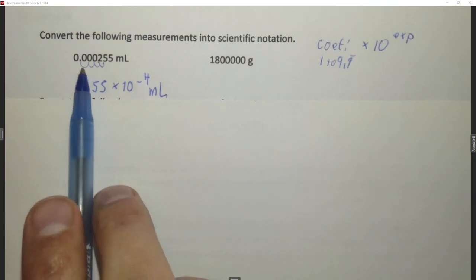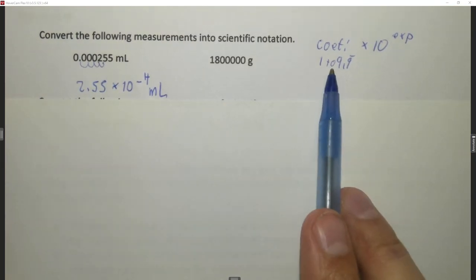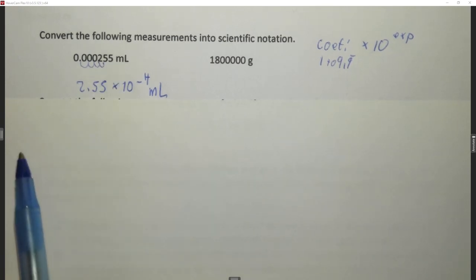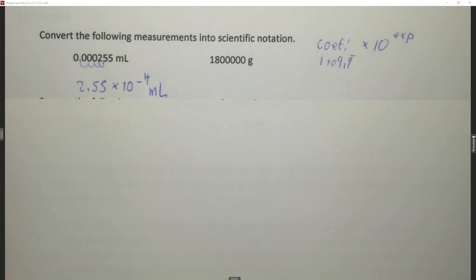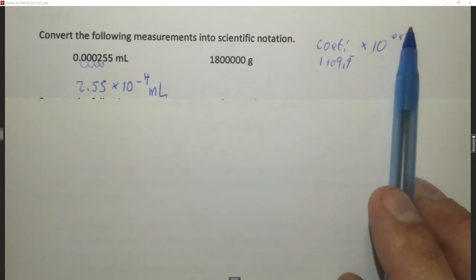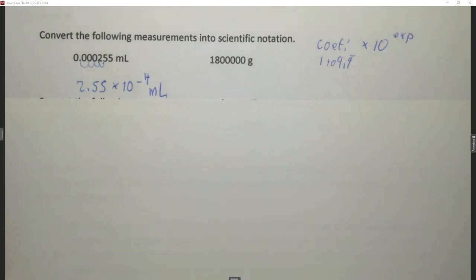So we're simply changing this number to a number between 1 to 9.99 based on what the number is, in this case 2.55. Then we're using the exponent based on how many times we move the decimal place. If it's a small number, less than 1, then the exponent is negative. If it's a large number, greater than 1, then the exponent is positive. Let's look at this one.